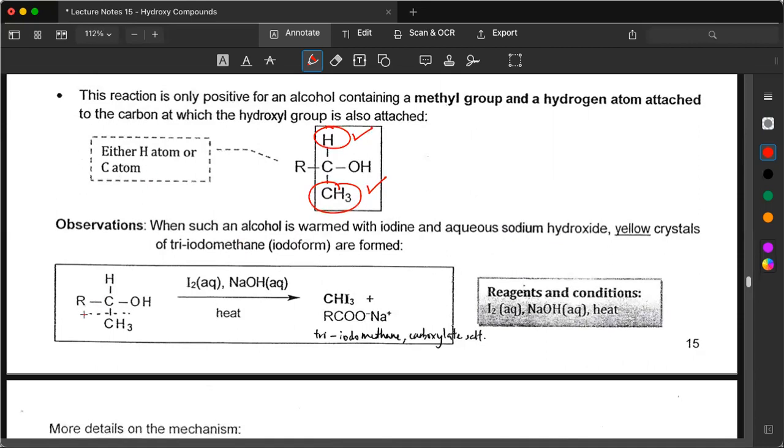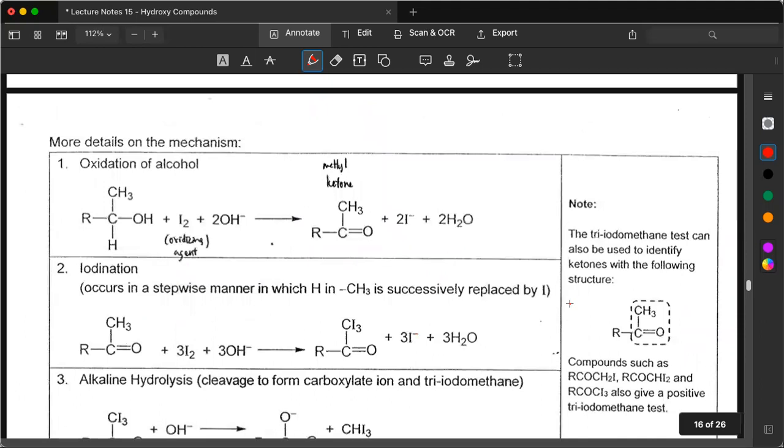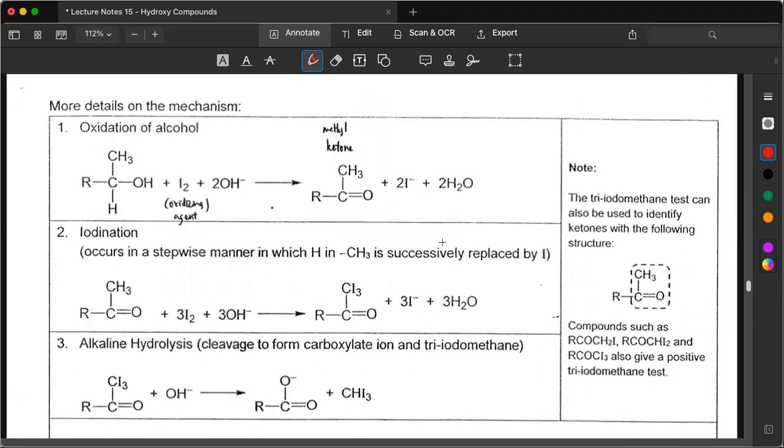What happens is that there's a cleavage of bonds here, and the CH3 will form CHI3 with the iodine. And the other product will be RCOO-Na+, because of the presence of sodium hydroxide. But what is observed is this: it will appear as yellow crystals. And here are the reagents and conditions required. For more details on the mechanism, this is what happens.